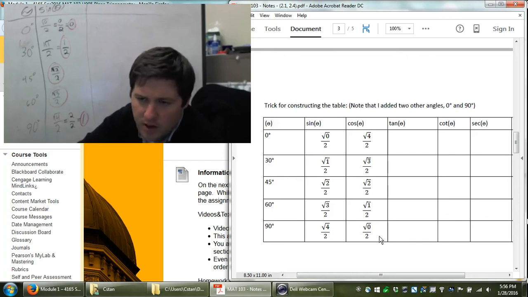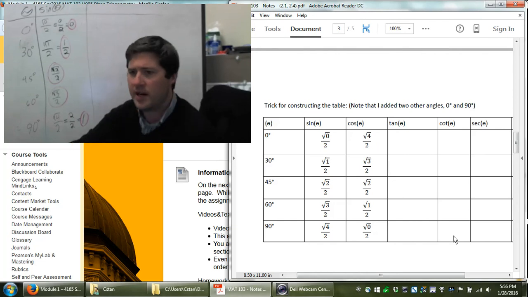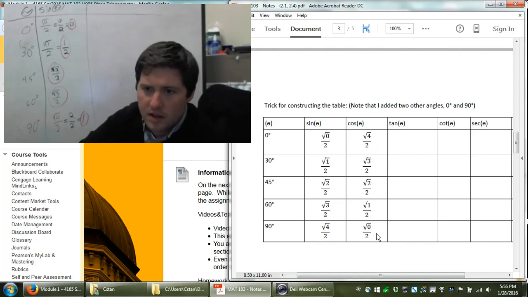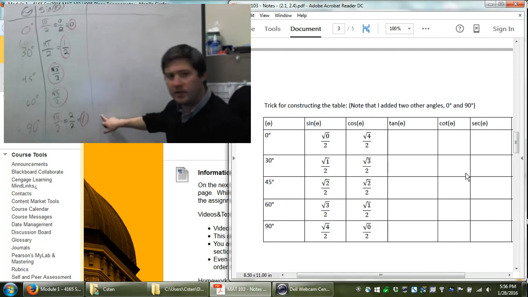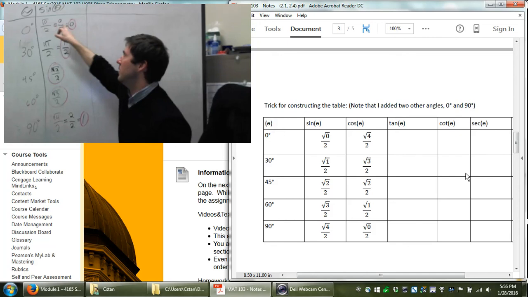And then we're going to look at first the sine of those angles. So sine of theta. So what is the sine of 0 degrees, the first one on our table? Well, according to our little chart, I just drew out the square root of 0 over 2.